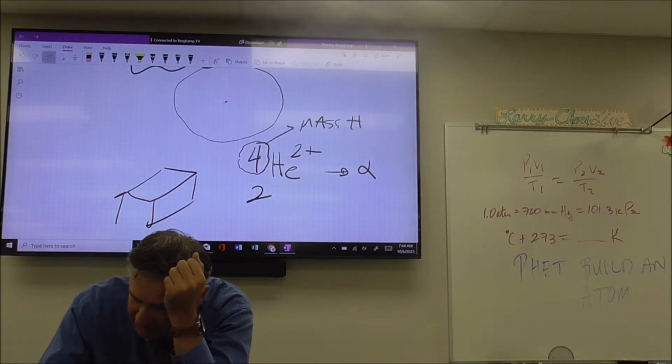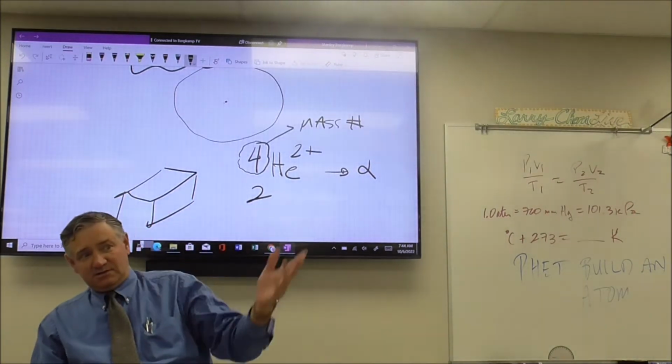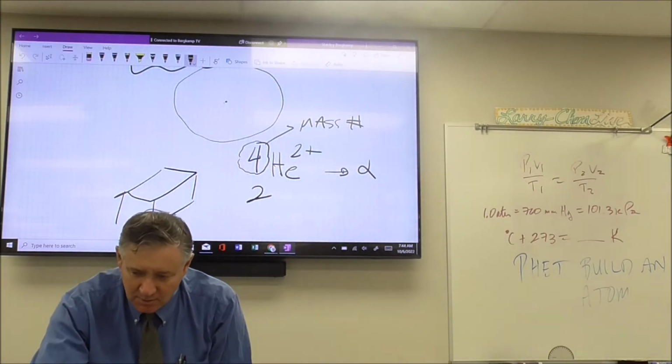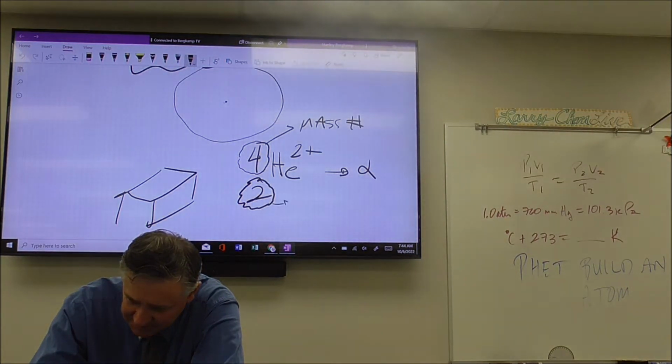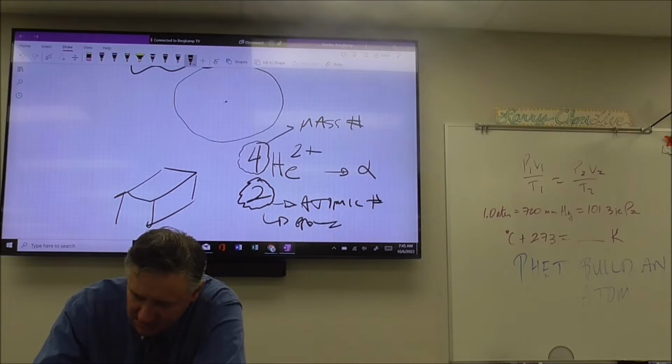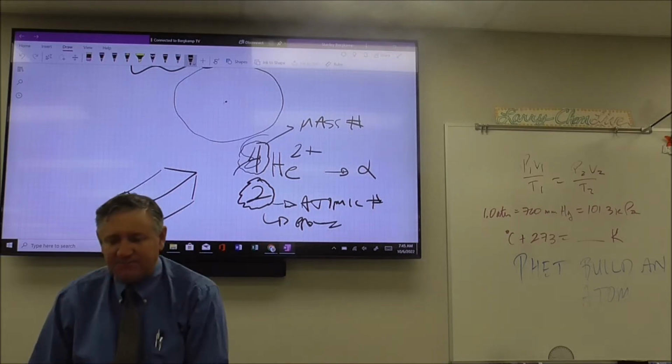So the mass number is the total number of nucleons. Okay? So we've got down here, Grace, what's this bottom number? The mass number? Nope. No, the atomic number. The atomic number. Protons. And what does the atomic number tell you, Grace? Protons. Okay, so this is the number of protons. And this is the total number of protons and neutrons.